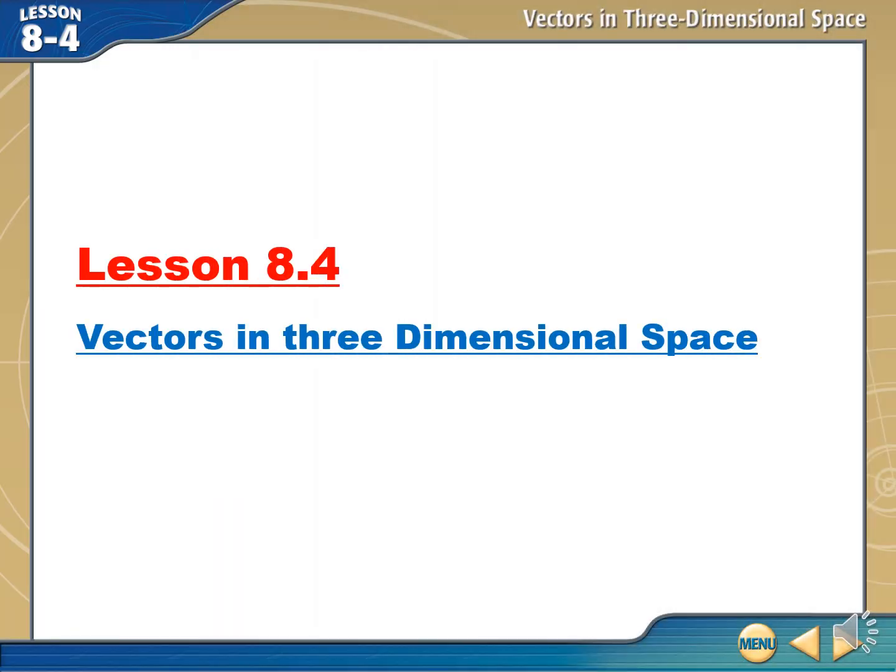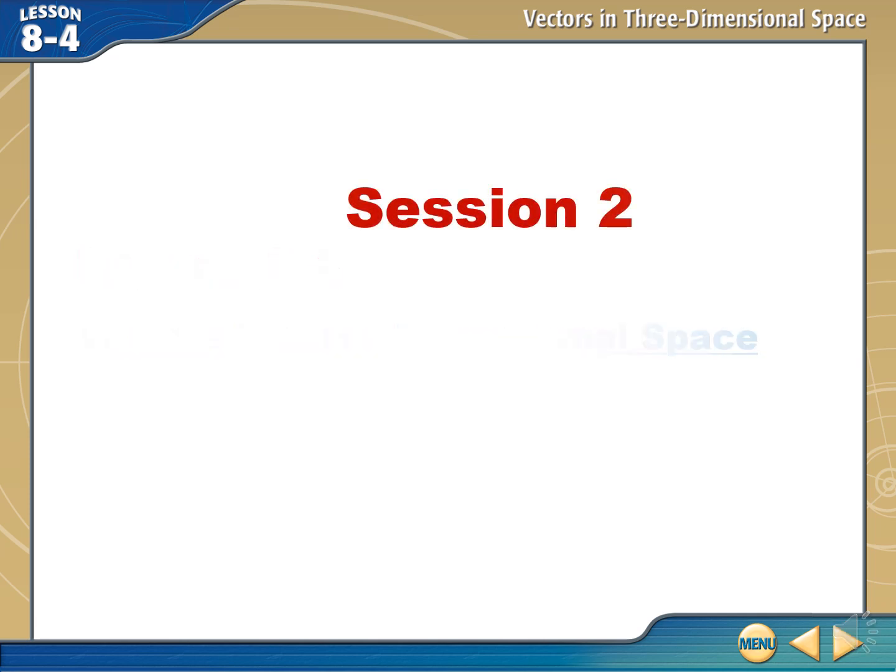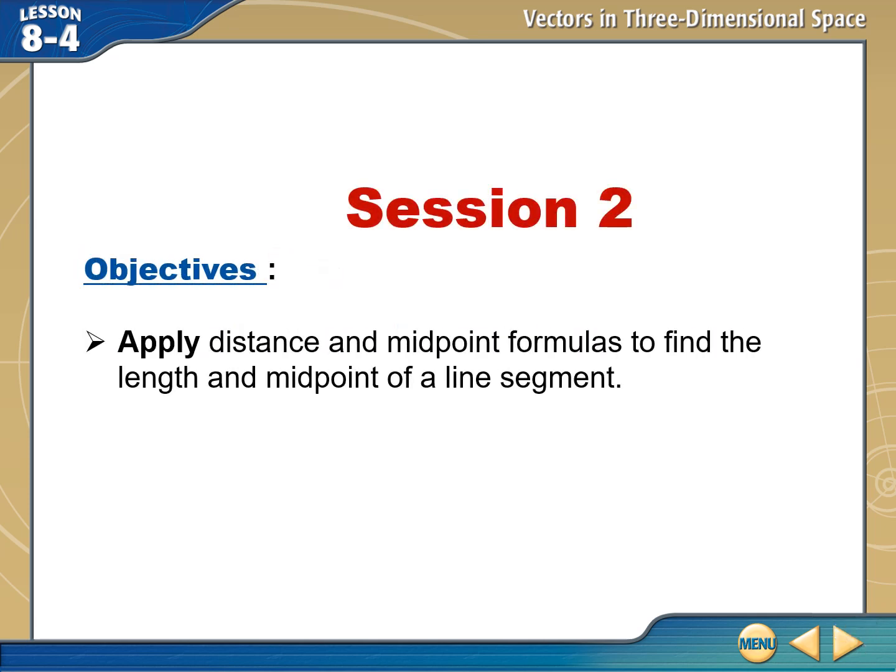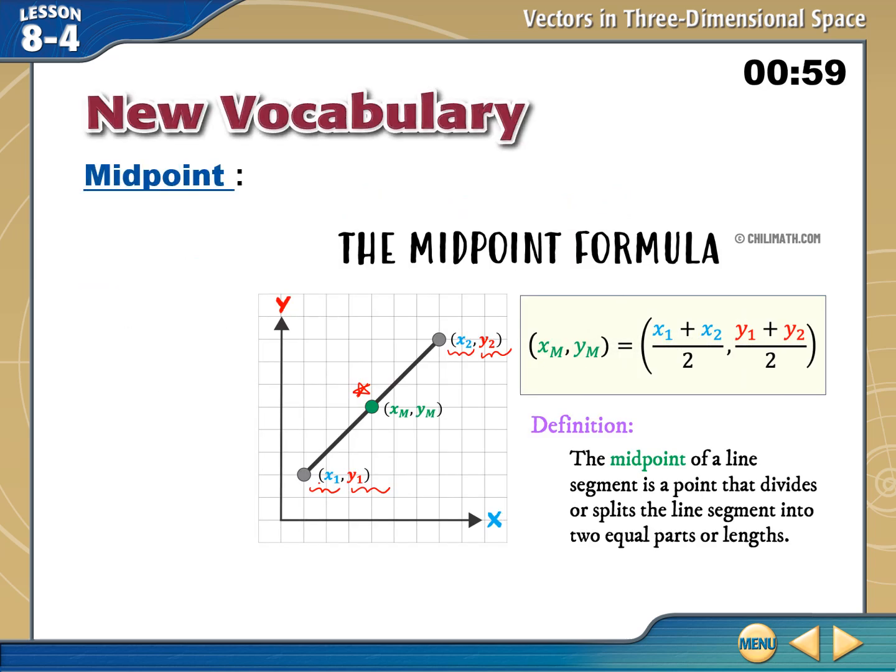Let's study another topic of vectors in the three-dimensional space. Today's objective is to apply the distance and the midpoint formulas to find the length and the midpoint of a line segment. If you remember, we already have studied in previous algebraic lessons that the midpoint formula is given by (x1 plus x2) divided by 2, comma, (y1 plus y2) divided by 2.